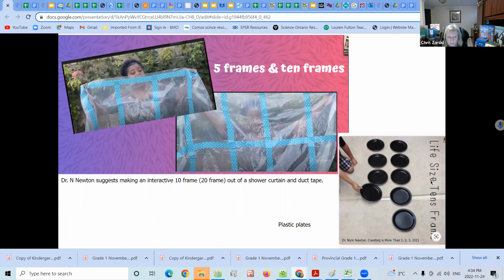Or just taking a large piece of paper was another suggestion that she had, and using, let's say, dark black paper plates to create a 10 frame that's more life size. So again, it's the same thing that I could do with paper and pencil, but it's interactive in the sense that the students are out of their desks and they're involved in it.